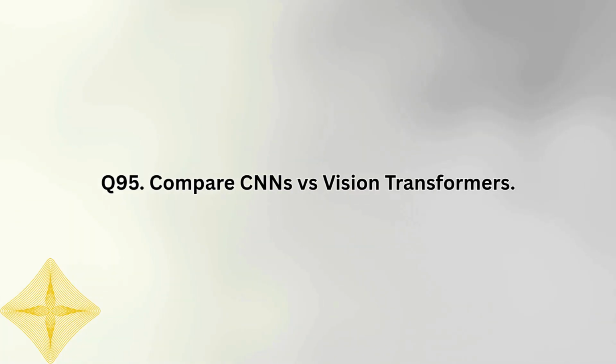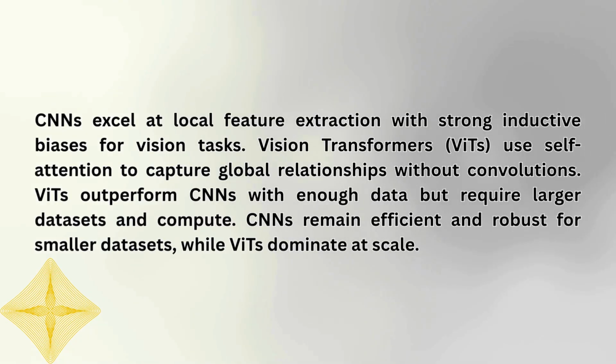Compare CNNs versus vision transformers. CNNs excel at local feature extraction with strong inductive biases for vision tasks. Vision transformers, ViTs, use self-attention to capture global relationships without convolutions. ViTs outperform CNNs with enough data but require larger datasets and compute. CNNs remain efficient and robust for smaller datasets, while ViTs dominate at scale.